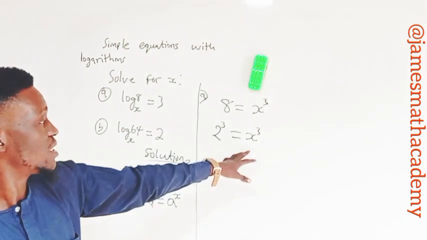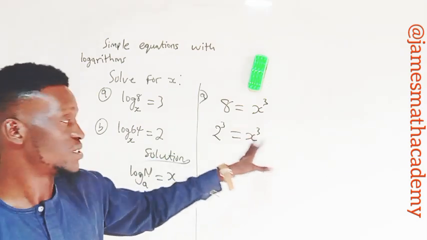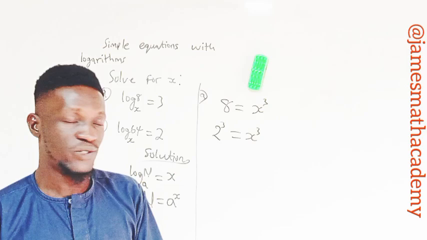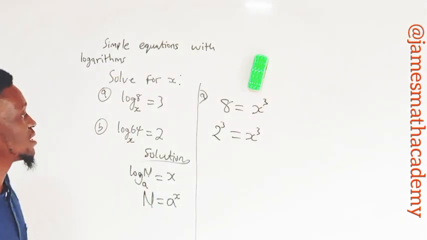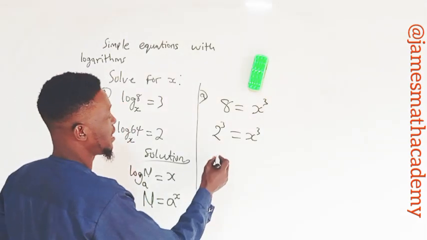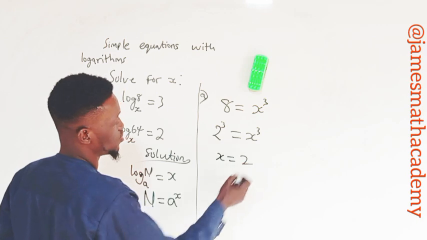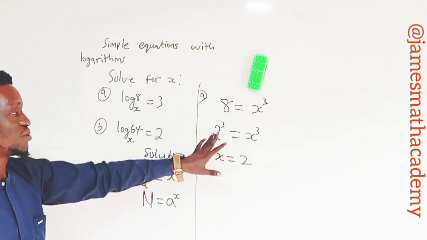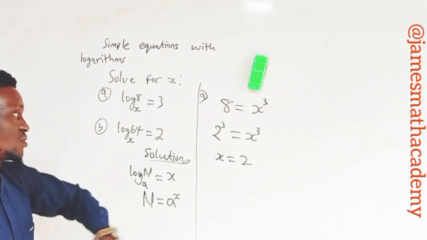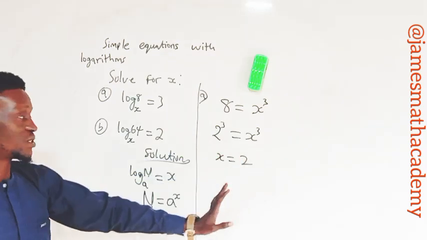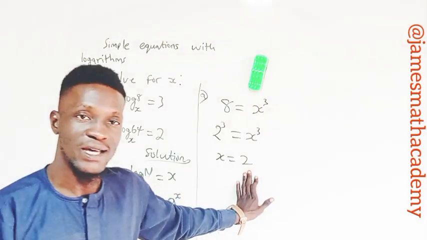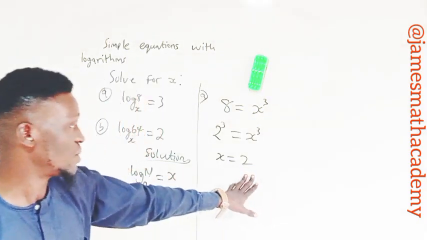In this context our exponents are equal. If our exponents are equal, that means our bases are also equal. So in this context we say that x is equal to 2, because the exponents are equal. You can say 2 is equal to x, or x is equal to 2. Either way, they are the same. So this is the answer to question number 1.